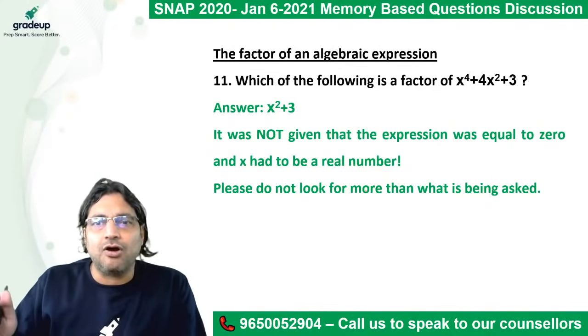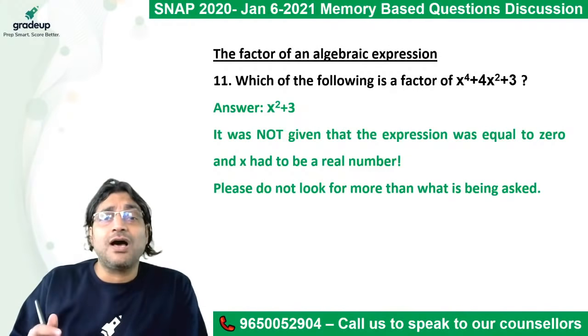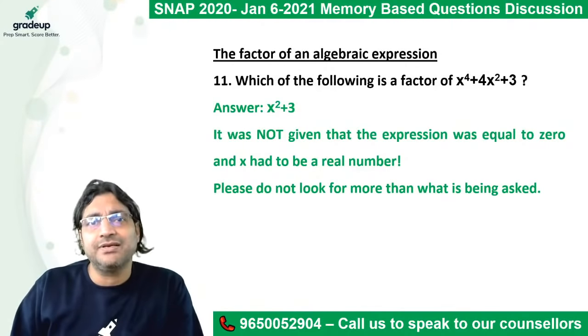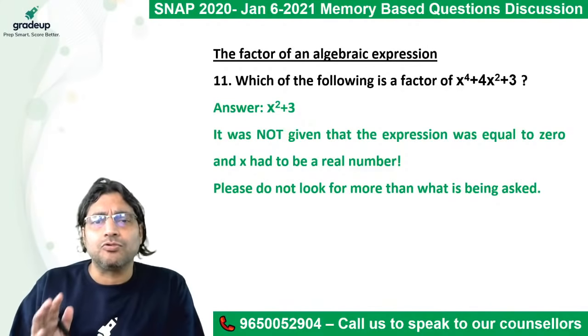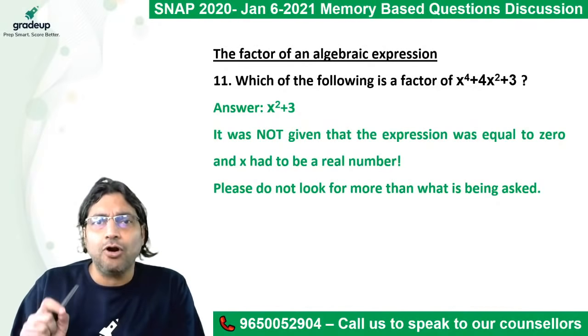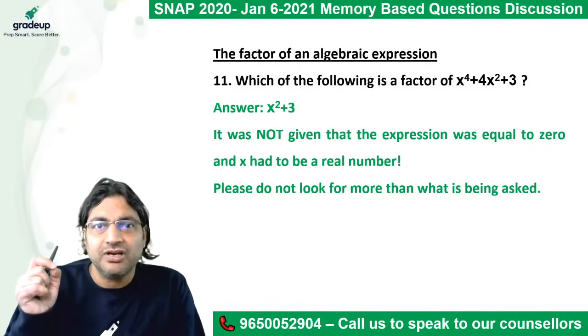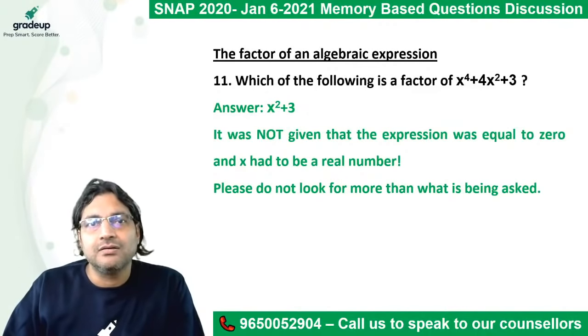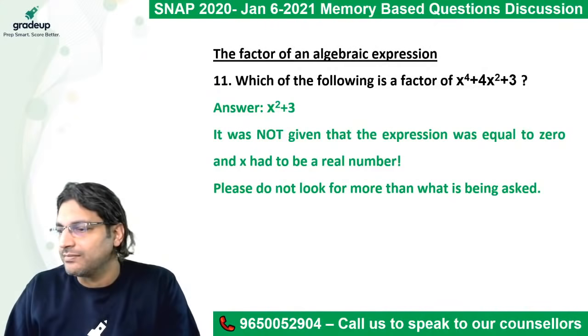Some people have put in the comments that here x squared plus 3 cannot be equal to 0. Who wants it to be equal to 0? Please tell me. Do not look for more than what is being asked in the examination. They did not talk about the real numbers, and first of all, this is not even an equation. Straight away, simple answer is x squared plus 3, period. Okay, let's move to the next one.